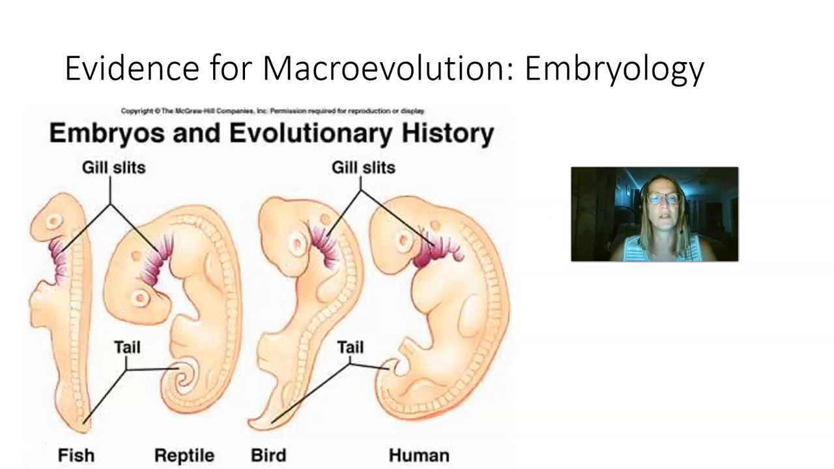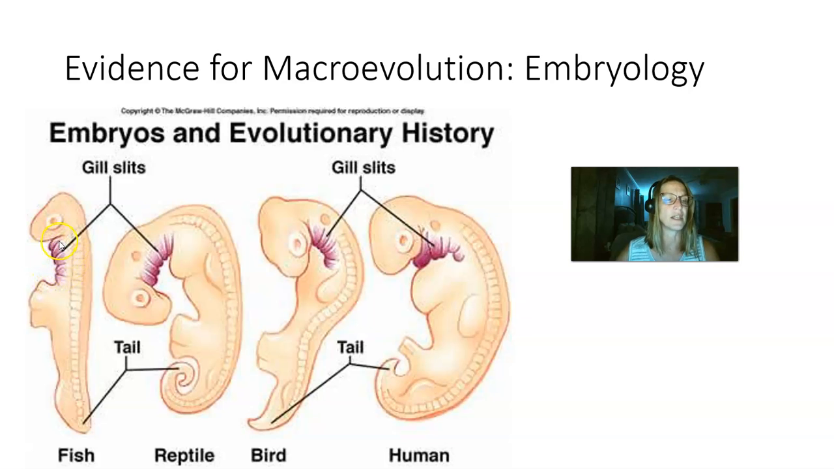One really cool line of evidence for macroevolution is embryology. What I'm showing you here is the embryos at different stages for several different vertebrates. They look pretty similar to one another, and during development, all vertebrates have some very, very similar structures. The only real way to explain that is that at some point we shared a common ancestor that had these structures during development.